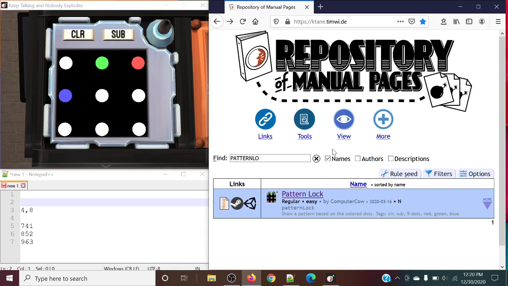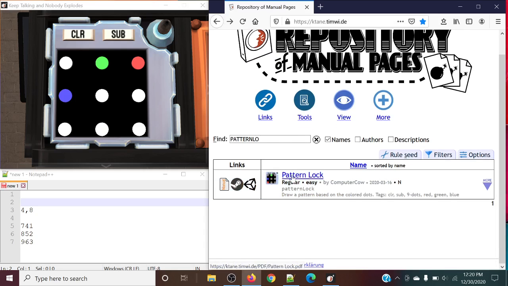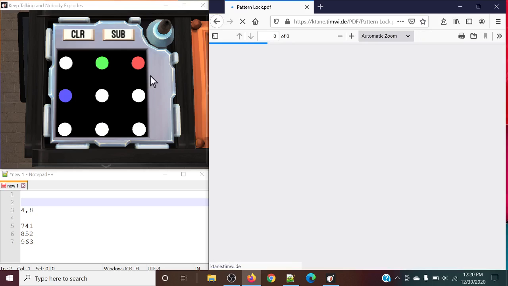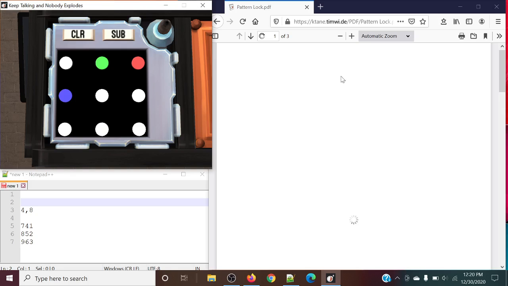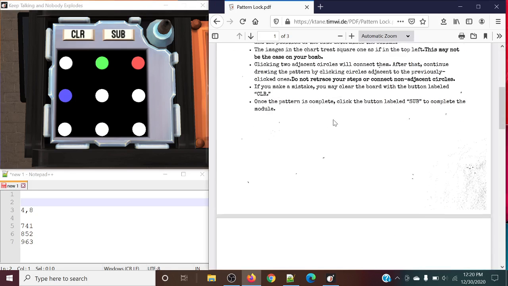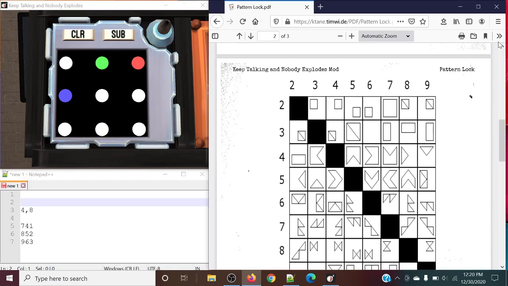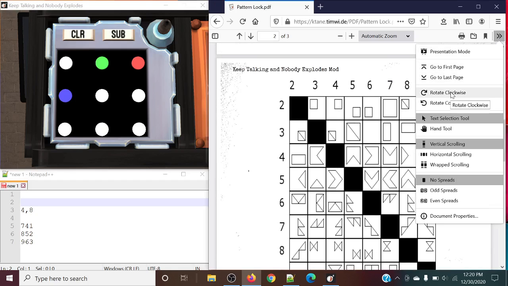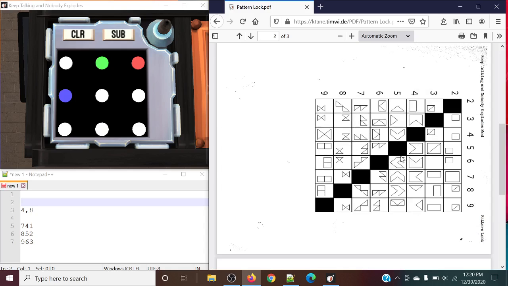So actually, I'm going to pop up a PDF so we can rotate this manual. What we did was we rotated this 90 degrees clockwise. So let's do the same thing for that. Let's rotate 90 degrees clockwise. And 4, 8 is the one that we chose. This is going to be the way that it pops up on the module. So let's do 1 to 5, then 5 to 3, then 3 to 2, then 2 to 1.